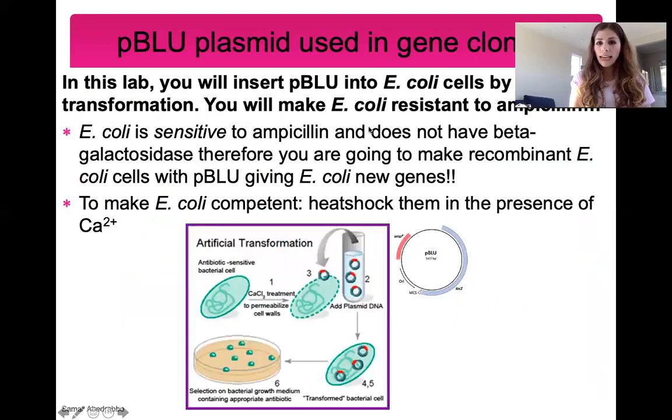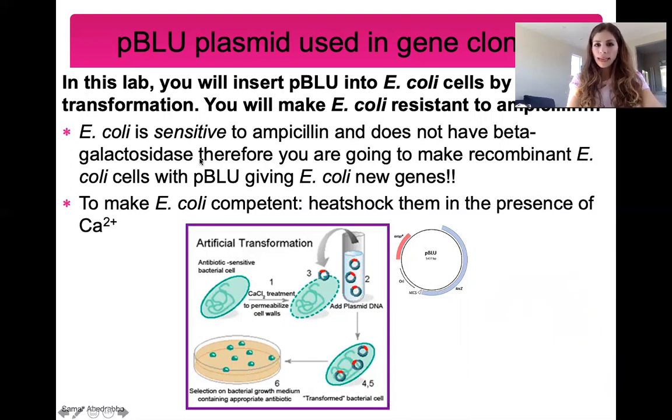So the goal of this lab is for you guys to take E. coli cells and to insert pBLU plasmid into them. That's your goal. And you're going to do this by artificial transformation. And once you get your pBLU plasmid in E. coli, your E. coli are considered transformed cells, and they're cells that now are resistant to the antibiotic ampicillin, and they also have LAC-Z. So E.